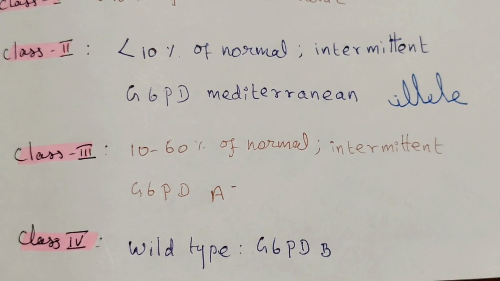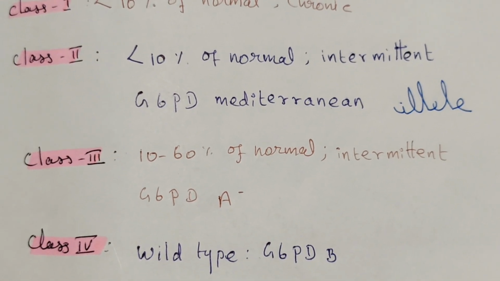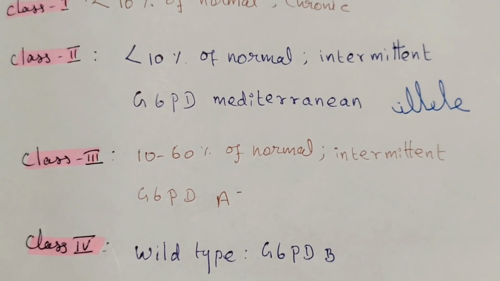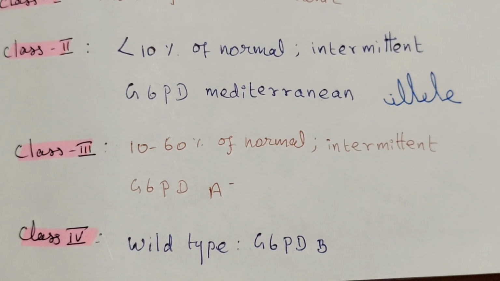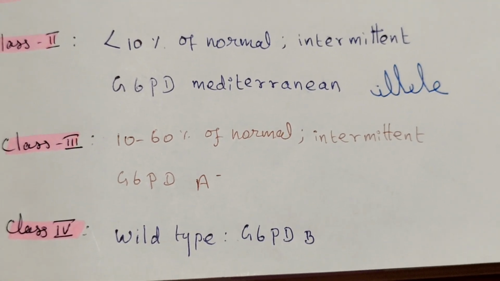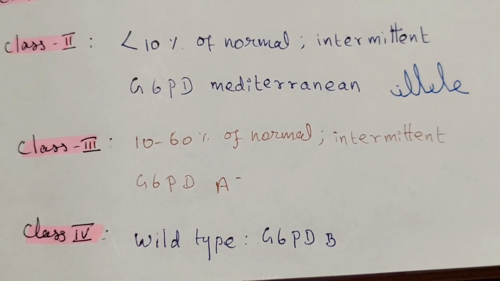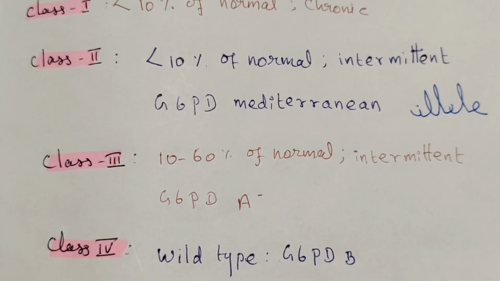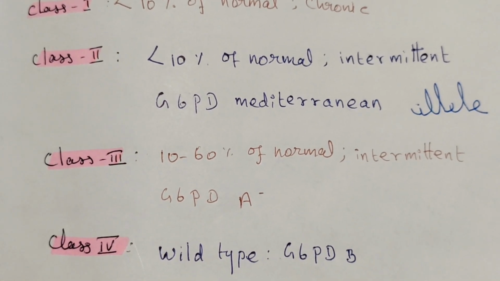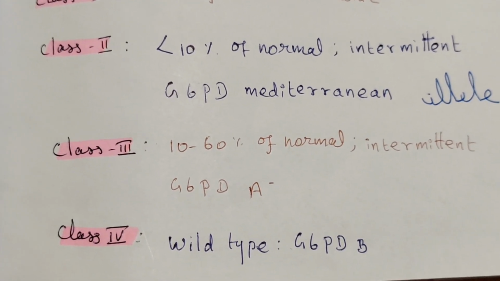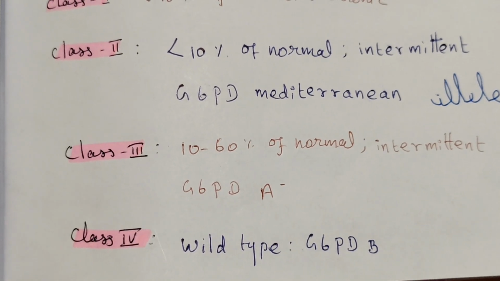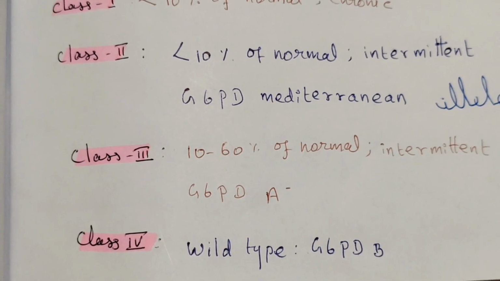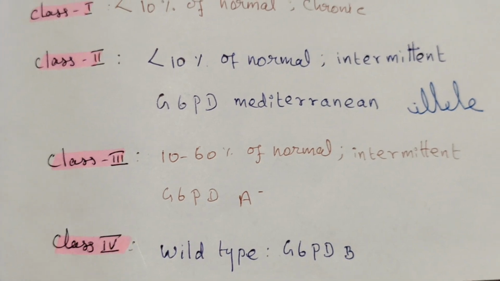These are normal individuals. Normal individuals have the wild type allele, glucose-6-phosphate dehydrogenase B. Here A, here B. And these are considered normal. So class 4 glucose-6-phosphate dehydrogenase are normal individuals, and there is also class 5.